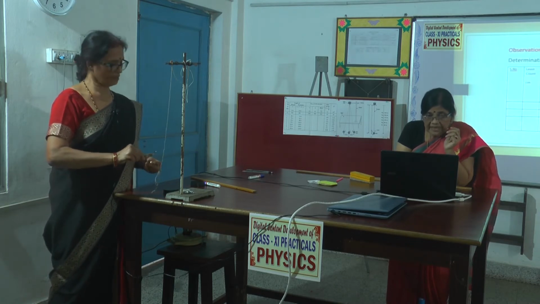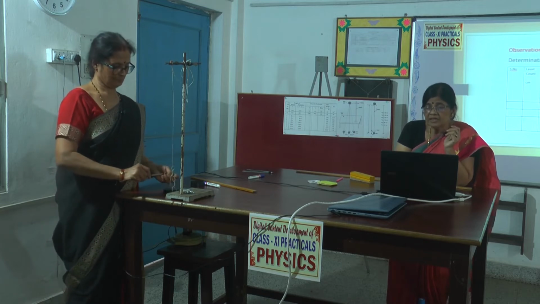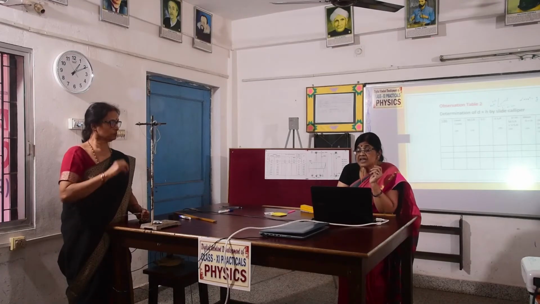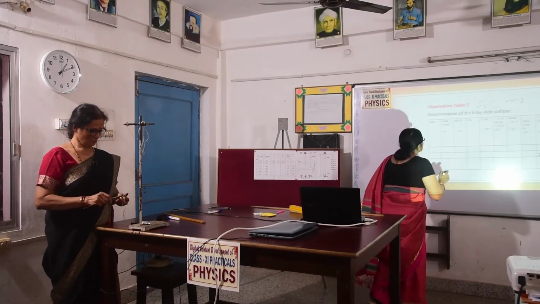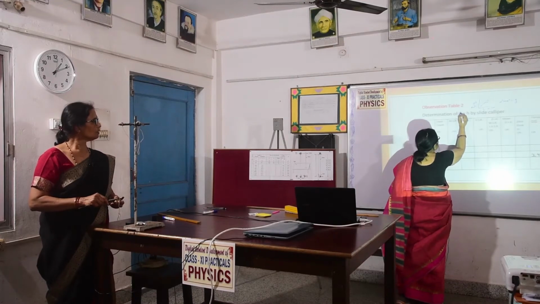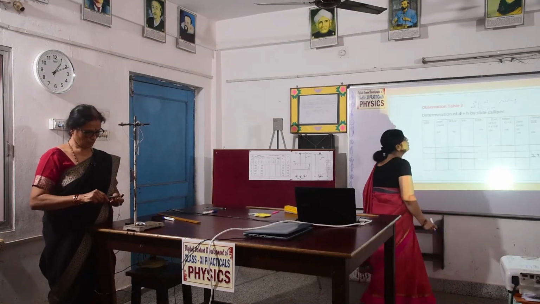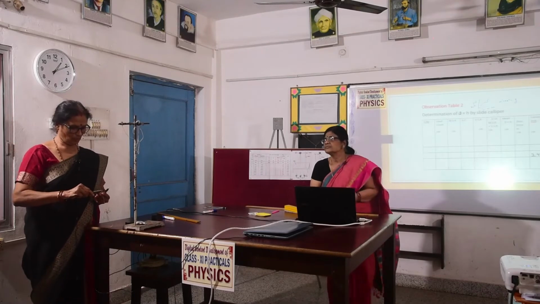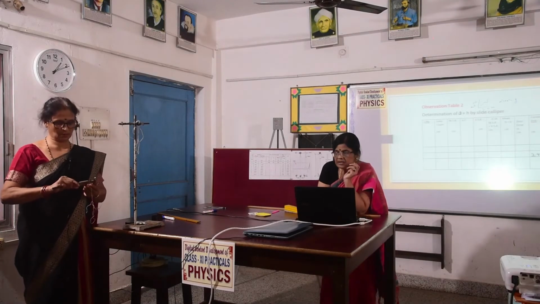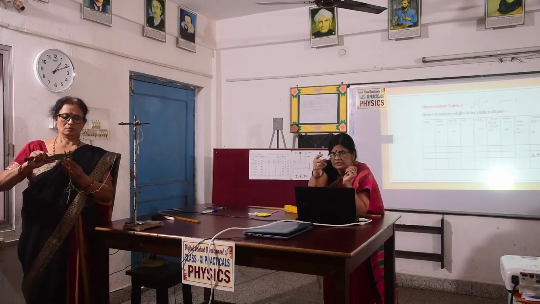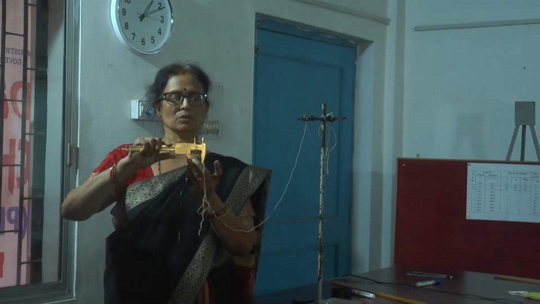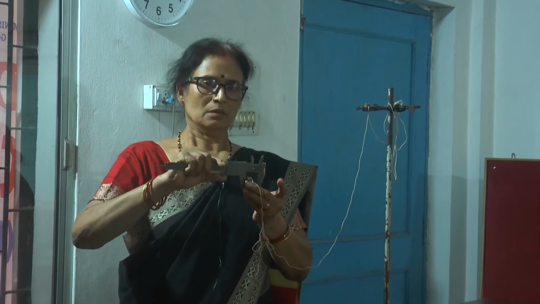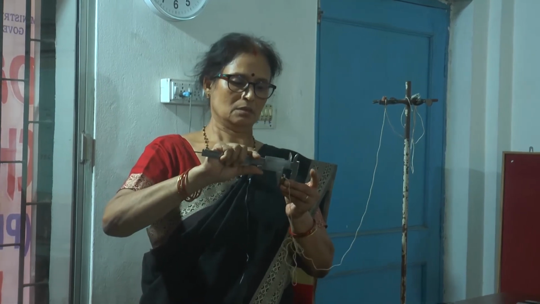Then the second observation table, determination of D plus H. This should be capital D because we have taken capital D for the diameter. The bob and hook together are kept between the jaws, and D plus H is measured 3 times. D plus H comes to about 2.4. I have taken it as a mean, 2.418.